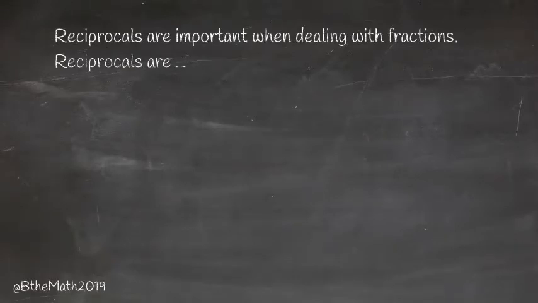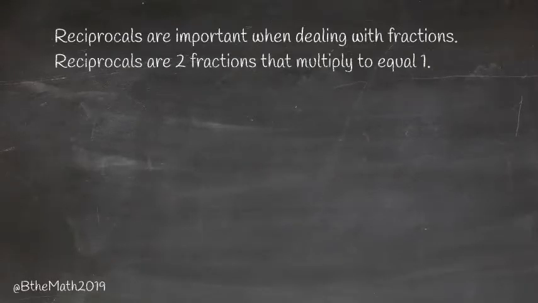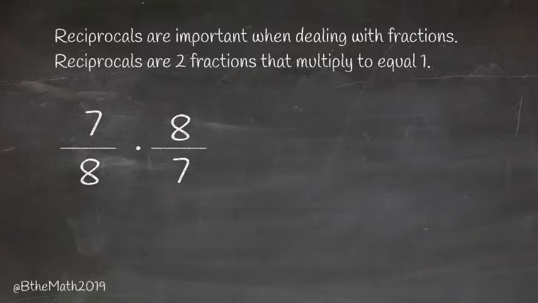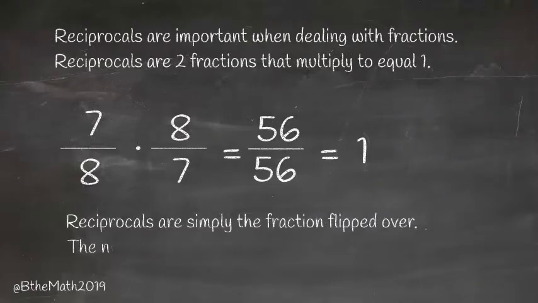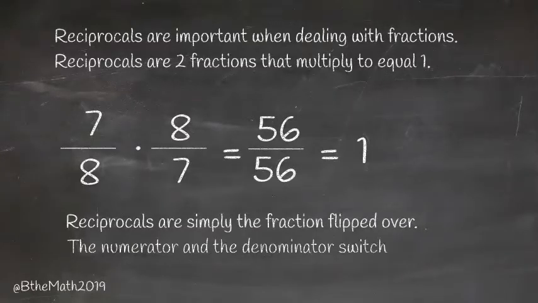Reciprocals are important when you have fractions. Reciprocals are 2 fractions that multiply to equal 1. Take 7/8 and 8/7. When you multiply across with the numerators, you get 56. With the denominators, you also get 56. Therefore, they equal 1. Reciprocals are the fraction flipped over. The numerator and the denominator switch places.